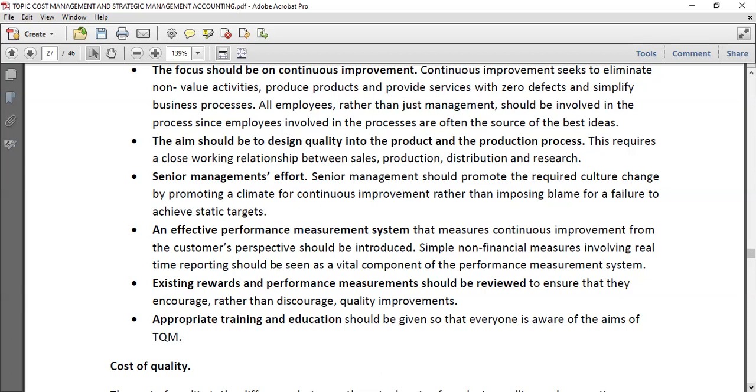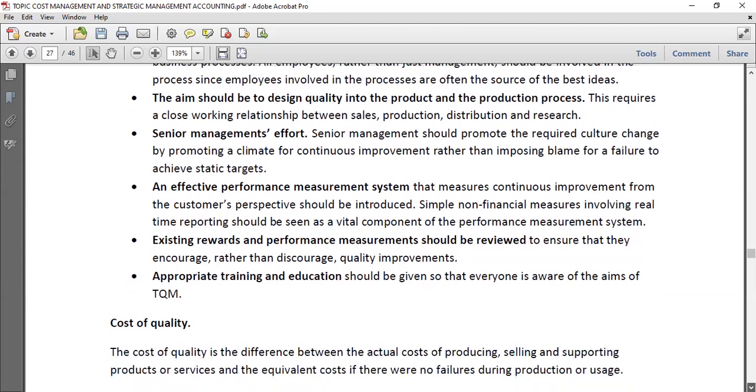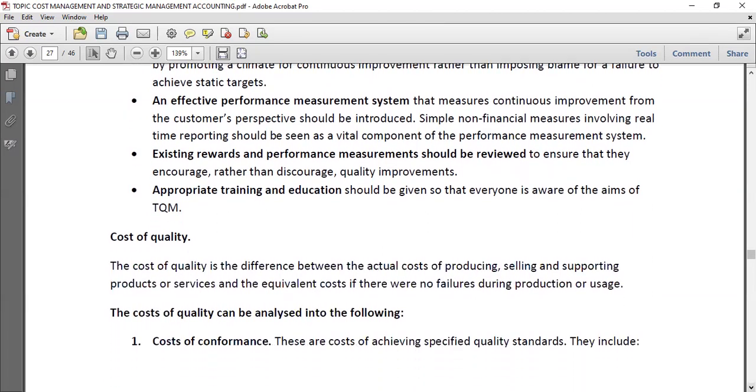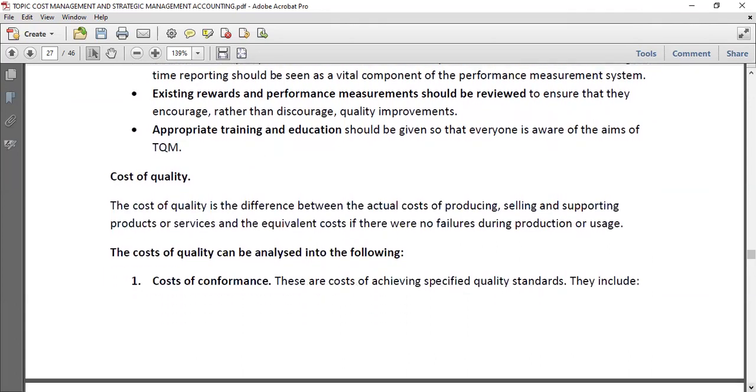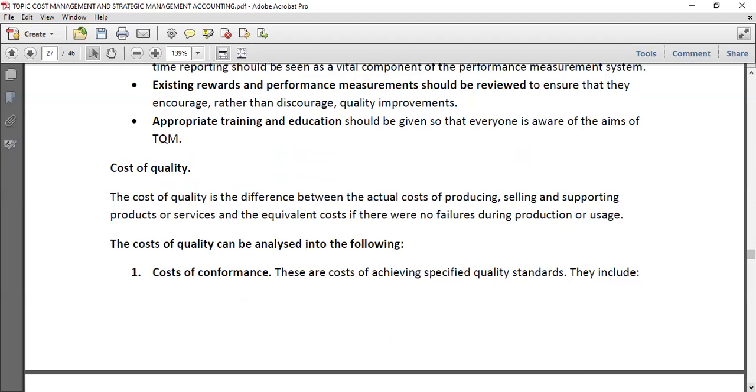Of course, rewards should exist. Basically, employees that produce quality products should be able to get a reward, not a discouragement, okay? Yeah, and continuous training and education so that everyone is aware of that. So we have the cost of quality. Like I said, quality and cost work in parallel to each other, okay?